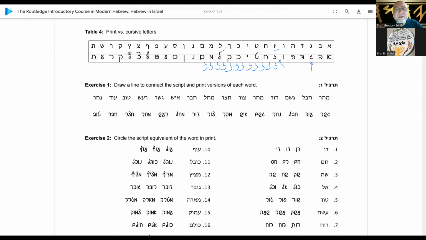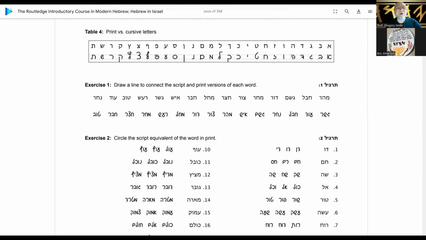So now we got lamed. Now look at this here. It looks almost like a snake. I remember that. Lamed. Okay, so we got the zayin and the lamed.